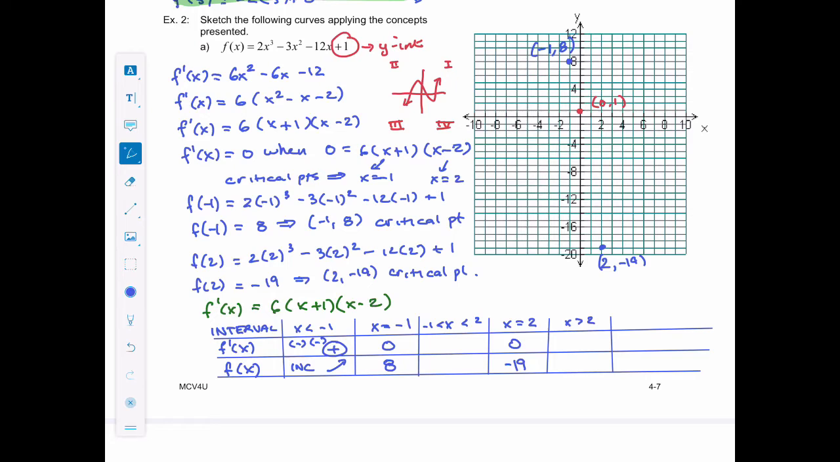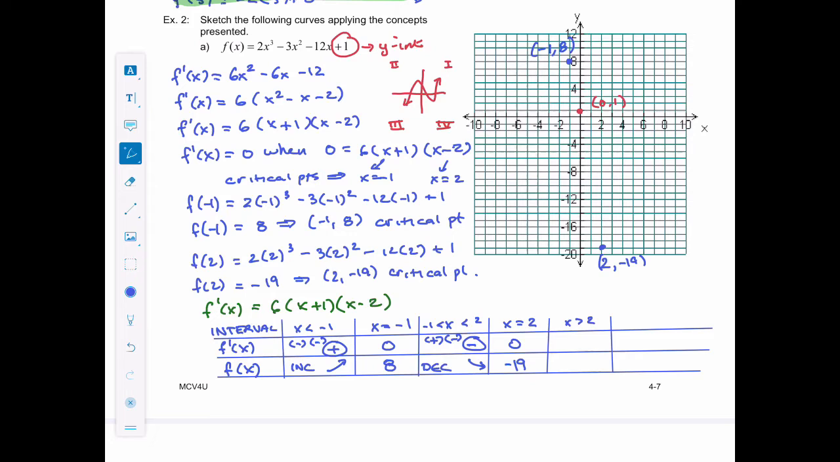And for the next one, I'm going to pick a value between -1 and 2. Let's pick 0. So I'm going to have 1 times -2. So 1 is a positive value. -2 is going to be a negative value. So our multiplication will give us a negative. That means it's going down away from our critical point. So it's going to be decreasing.